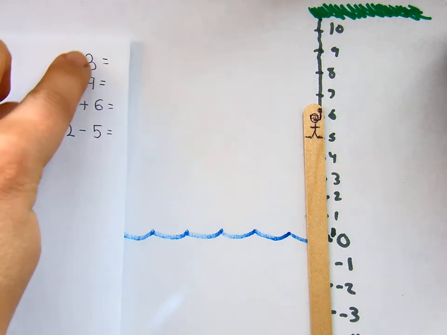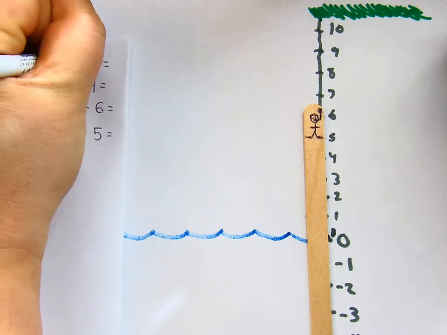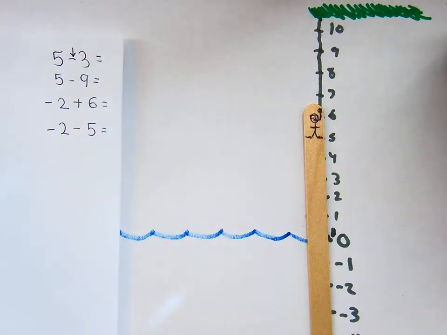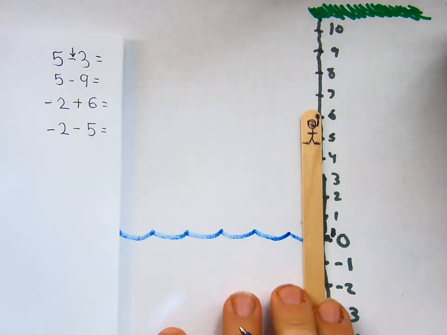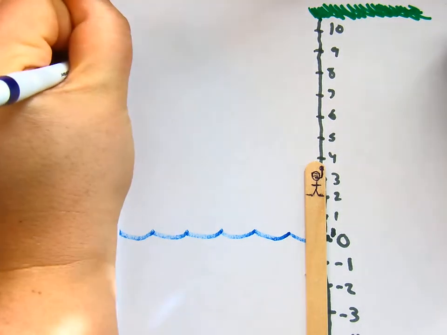And sometimes you can draw a little arrow and just say, okay, well, this means down 3. So from 5, I'm going to go down 3. 1, 2, 3. And his little flippers land at 2. So our answer here would actually be 2.